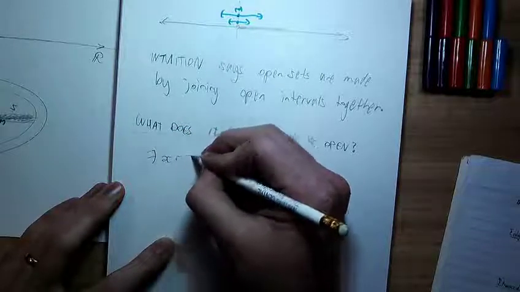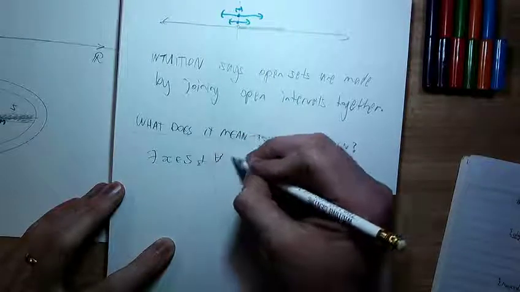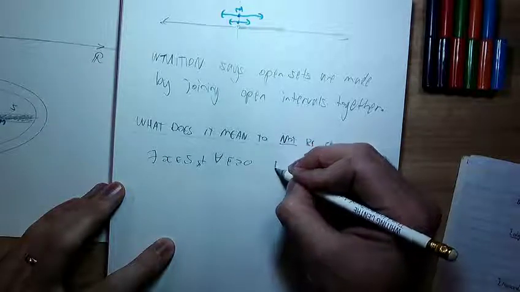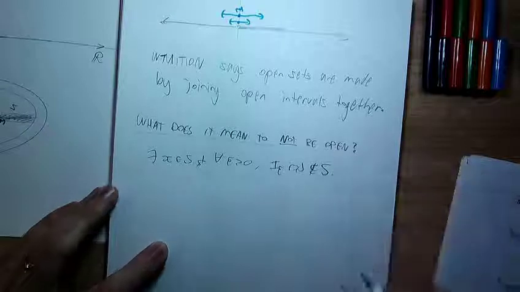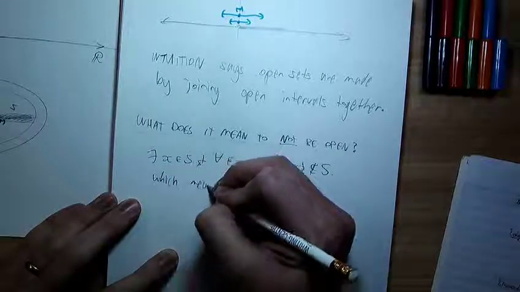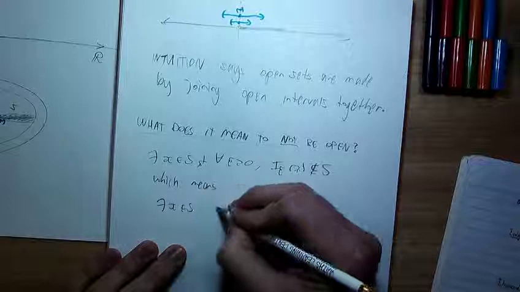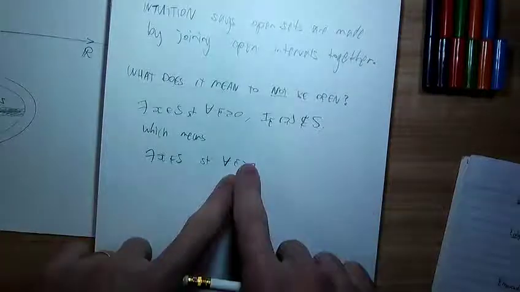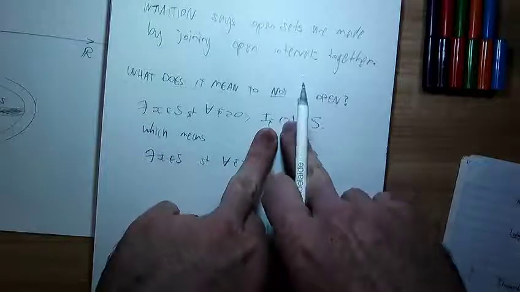So, there exists an x in S such that for all epsilon greater than 0, this interval is not contained in S, which means there exists an x in S such that for all epsilon greater than 0, there is a point that close to x which isn't in S. Because to be in this interval means you're within epsilon of x.